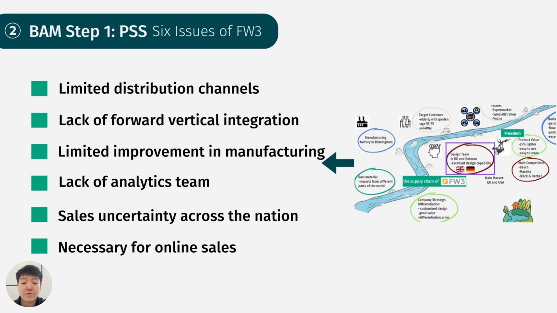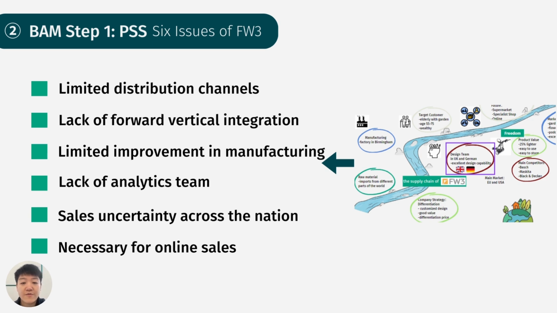FW3 should consider forward vertical integration such as direct sale. By doing so, the company can reduce its reliance on third-party distributors and gain more control over the entire supply chain process. This also allows the company to respond more quickly to changing customer needs and market conditions, thus improving its overall competitiveness. Problem 3, limited improvement in manufacturing.